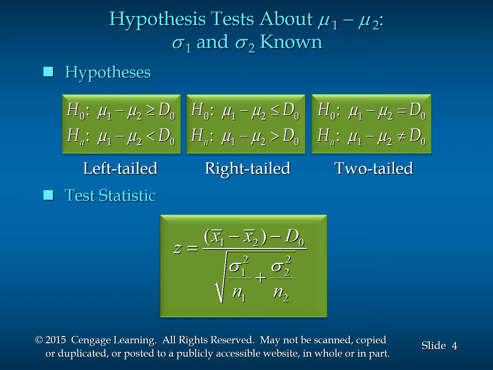Our test statistic is shown here. This d0, that hypothesized difference between the two population means, we will subtract that from the difference between our two sample means and divide it by the standard error of the difference of the two means.